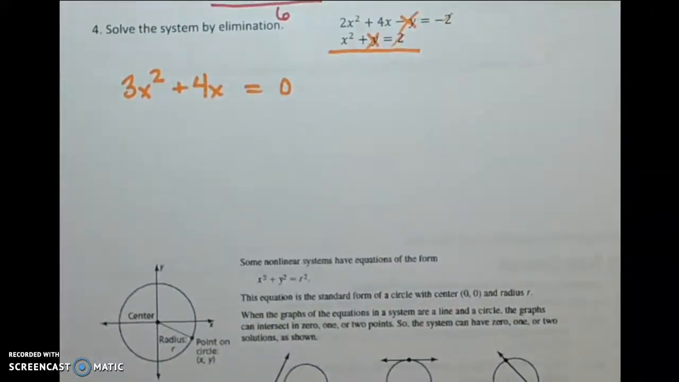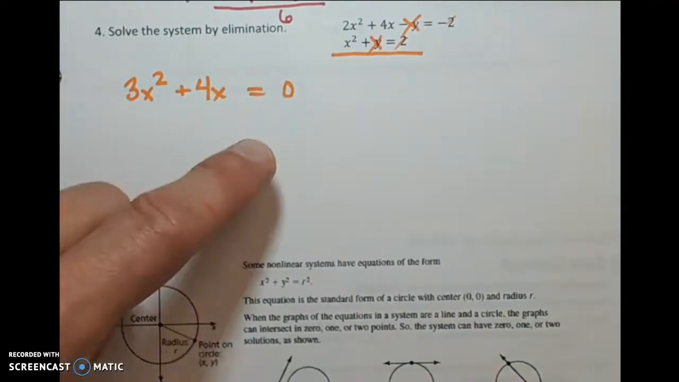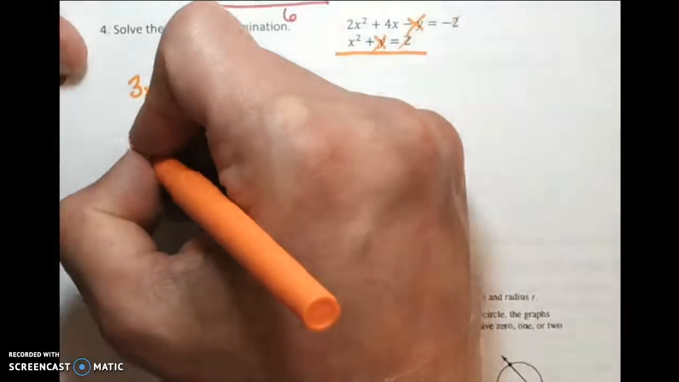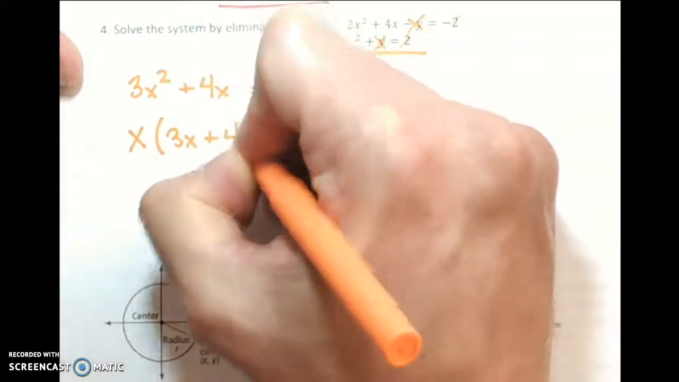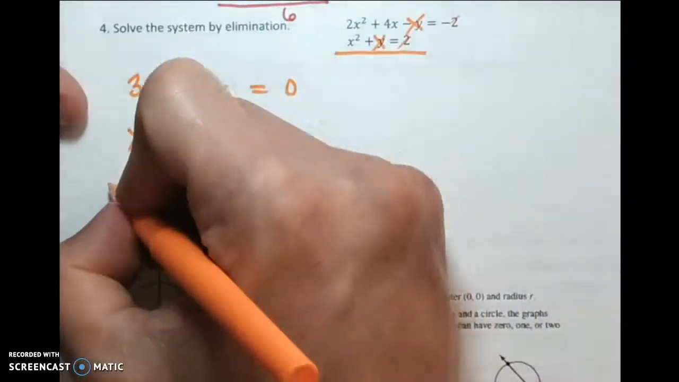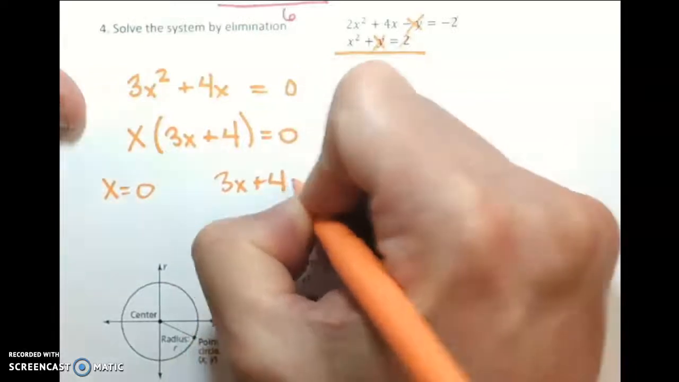Okay, I'm going to solve the quadratic. But look at this one. It's got x and x in both of them, and therefore that's the greatest common factor. I'm going to pull out the x. I am left with 3x plus 4 equals 0. Next, I'm going to set each factor equal to 0. x equals 0, and 3x plus 4 equals 0.